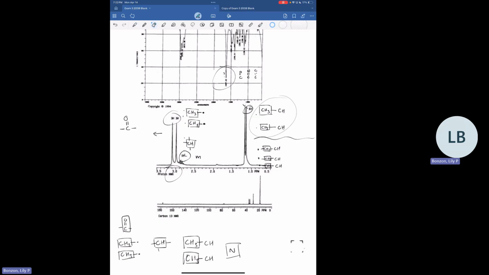And so from here, I'm just going to put it all together. I think that these CH3s are going to be attached to my nitrogen, because they're attached to something that either doesn't split or doesn't have any hydrogens. And they are pretty far downfield, so that means they need to be connected to something that's electronegative. So I think I'm going to have this little thing going on. Nitrogen has a lone pair, so that just means we're missing one side.